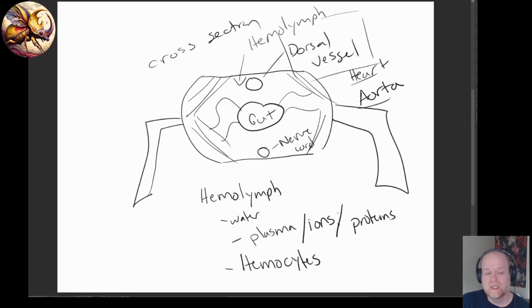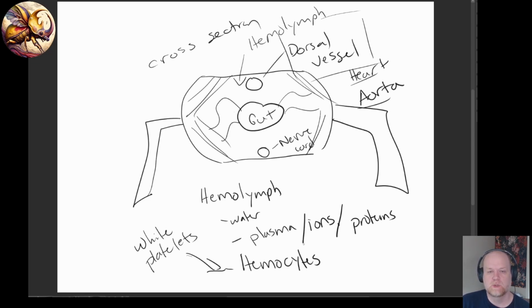which are blood cells, but they're not like human red blood cells. These are more equivalent to white blood cells and platelets. We don't call them white blood cells and platelets, but that's what they do. So they are primarily involved in the immune response of the insect.